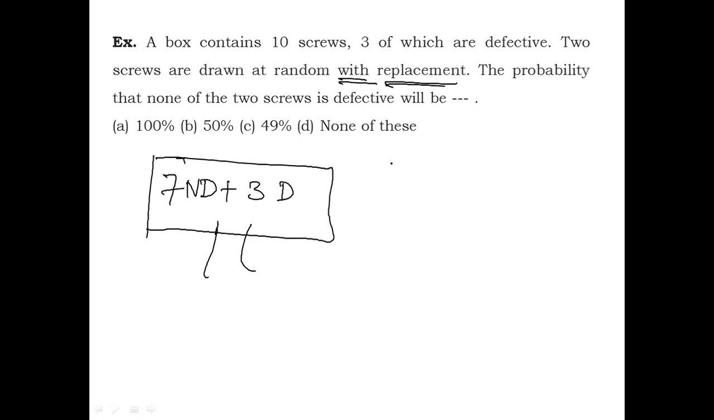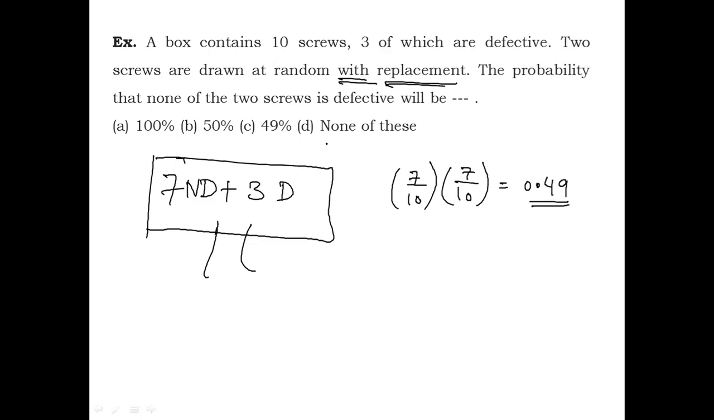Now see, none of the screws should be defective, meaning both must be non-defective. So the probability that the first screw drawn is non-defective will be 7 by 10, into the probability that the second screw drawn is non-defective, that is 0.7 into 0.7, that is 0.49. That is the exact standard way, 0.49, but in percentage we know the way is to multiply by 100.